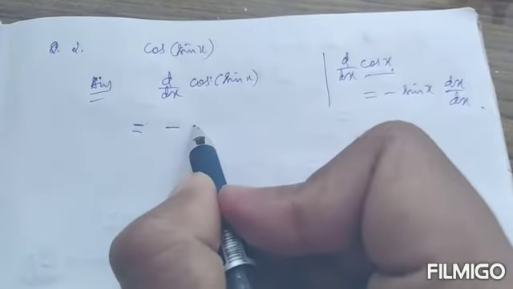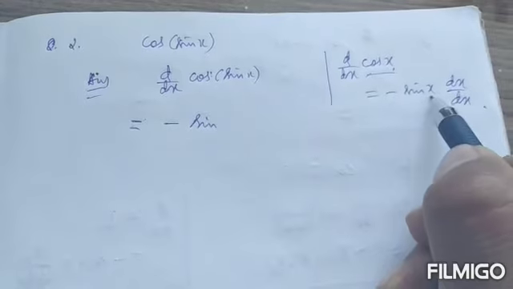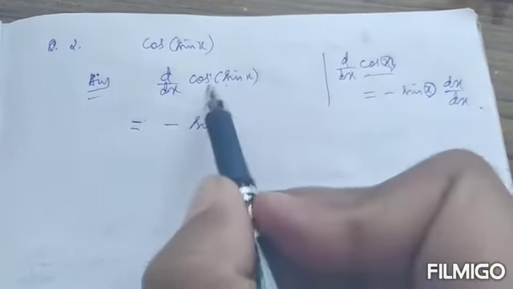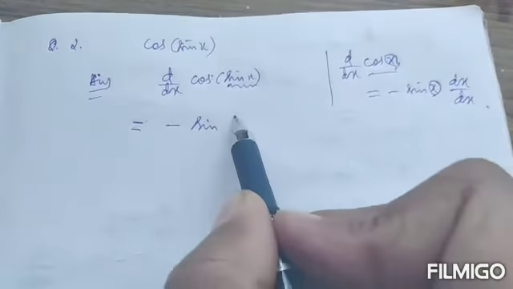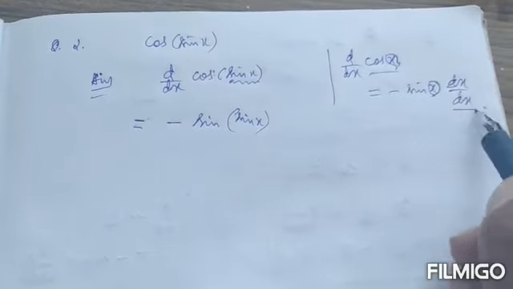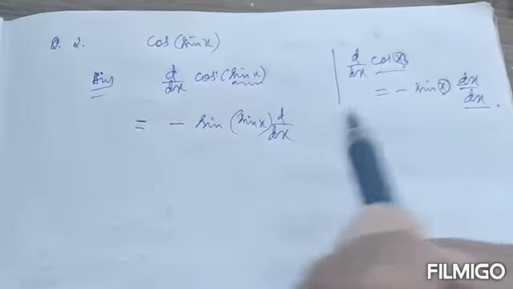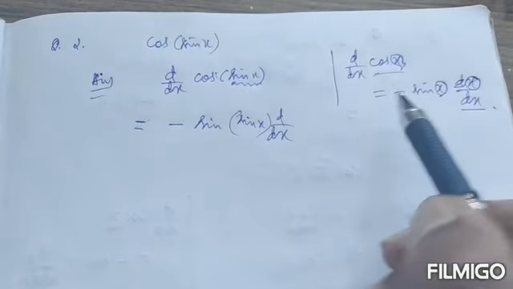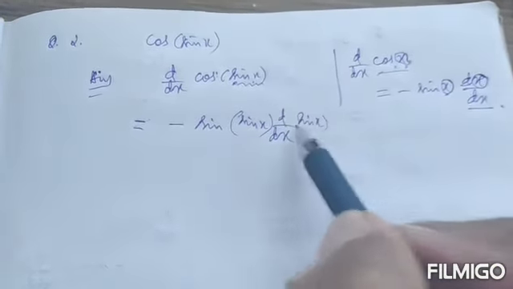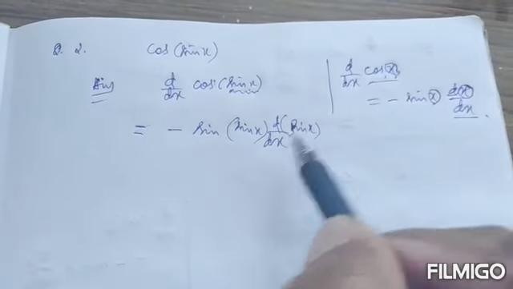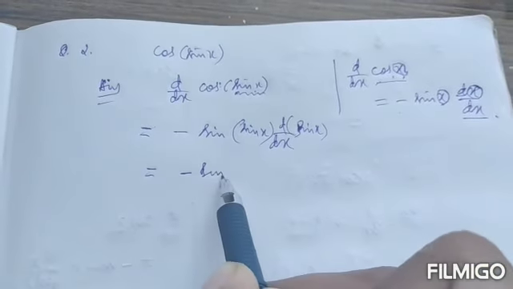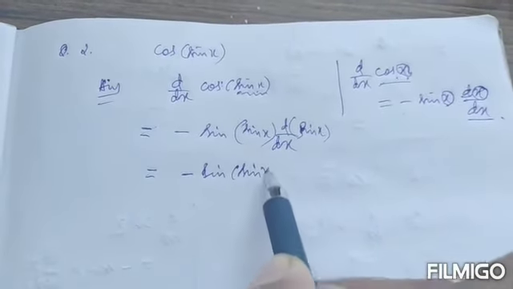Which is equal to minus sine. But in place of this x here, what will I have in this case? What is my x in this case? I have sine of x here. That means I'll have sine of x, and then d by dx remains the same. This x in the numerator, I have replaced it with x. What is our x in this case again? Sine of x. Which is equal to minus sine and then sine of x.